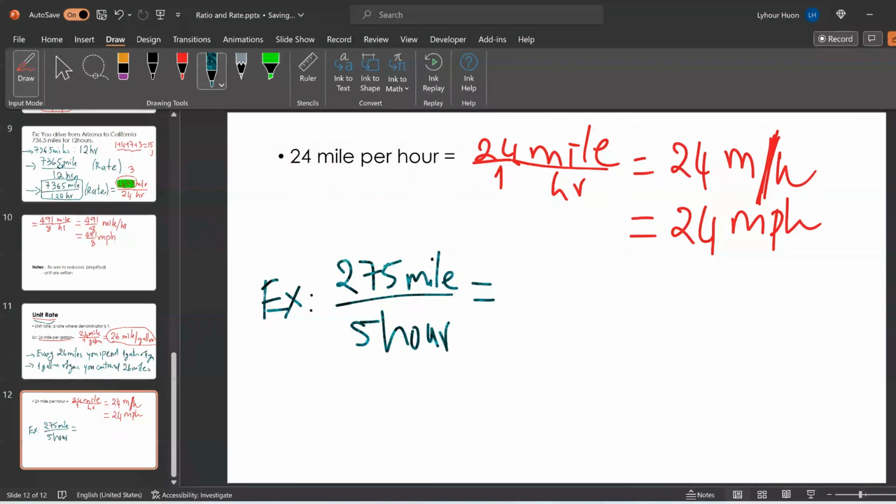Yes, we can, by dividing by 5. So when we divide by 5, we get the answer.